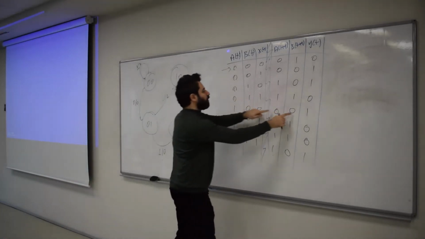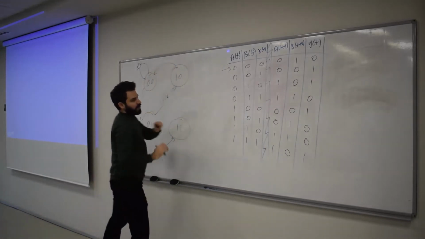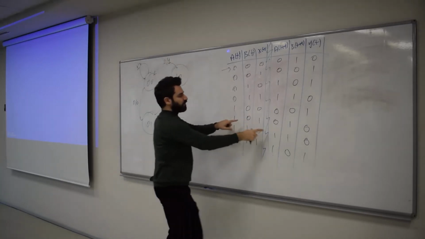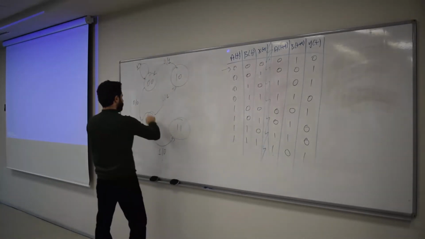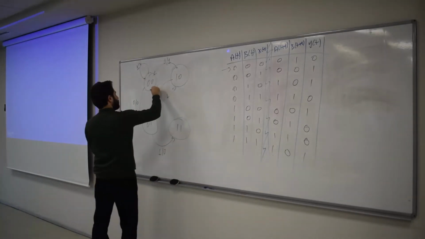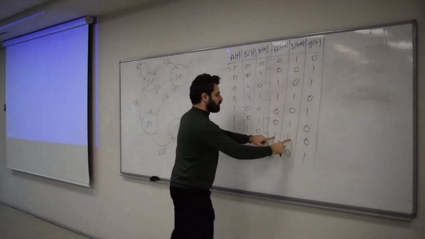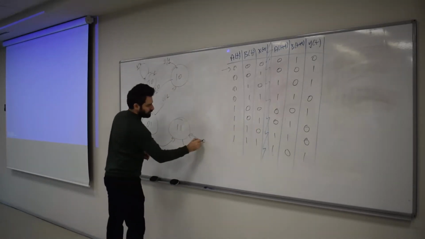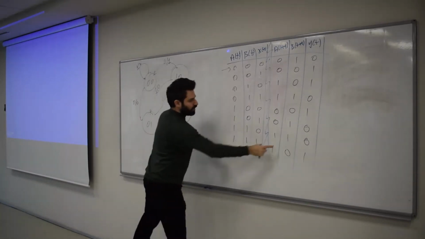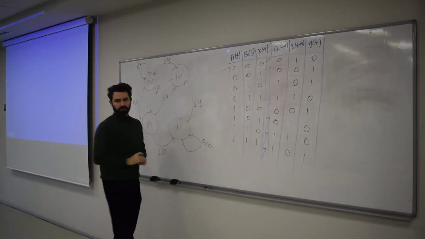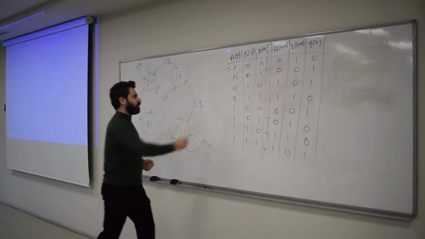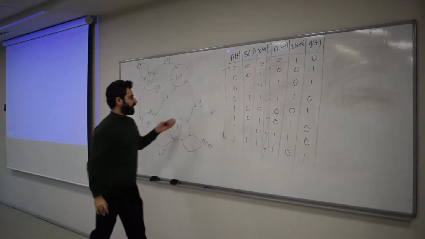You got 1, 0 going to 0, 0. Input is 0, output is 1. And you got 1, 0 going to 0, 1. Input is 1, output is 0. And finally, 1, 1 goes to 1, 1. Input is 0, output is 0. And you got 1, 1 going to 1, 0. Input is 1, output is 1. Okay, I've actually gone through all these rows and written it out here.